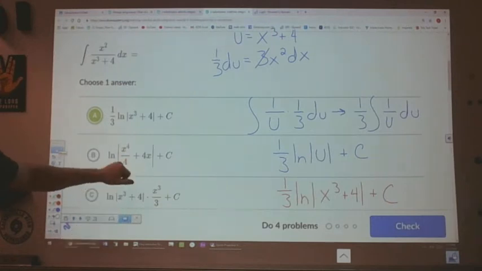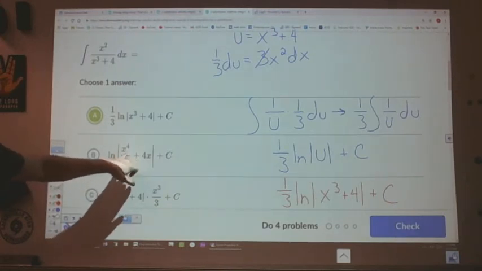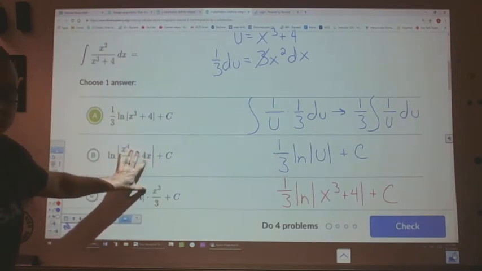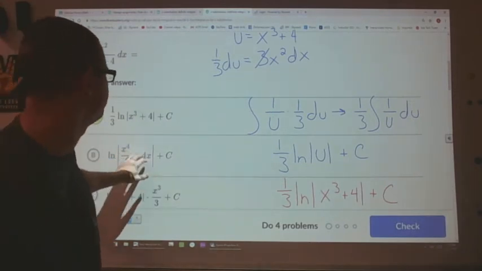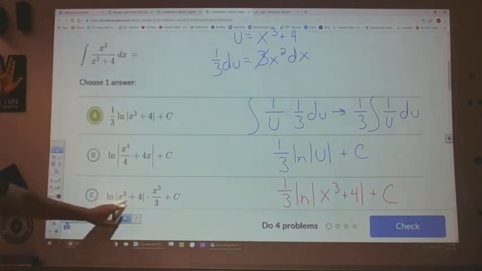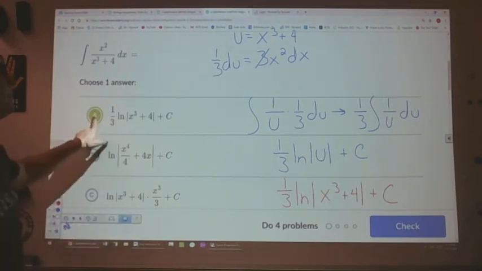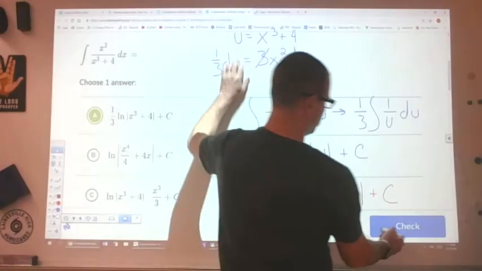Here, I think they integrated, so they added 1 divided by, yeah, they integrated this. That's not going to work. You can't integrate the interior expression. This one, it's a little bit like chain rule, multiplying by that out there, but again, that doesn't work. It's A. Follow the u substitution.